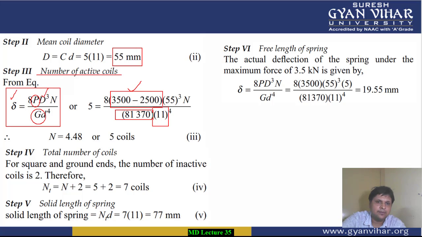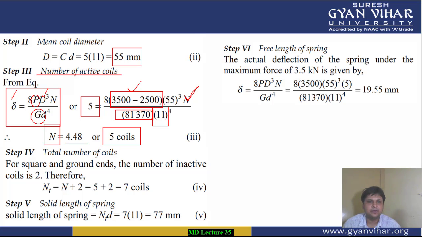Then small d, the wire diameter, is equal to 11. So all the values are given to us, even the deflection value was given in the numerical. Based on it we have calculated the number of active coils. Number of active coils we are getting is 4.48. Obviously coils can't be in decimal form, so we are rounding it off and taking the maximum value, that is 5 coils.